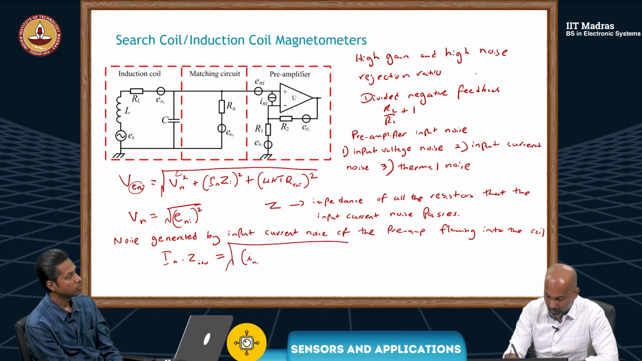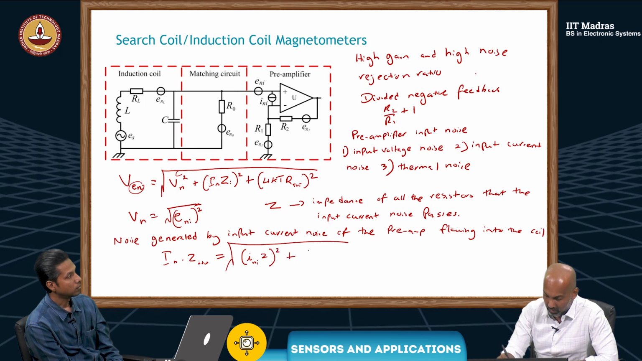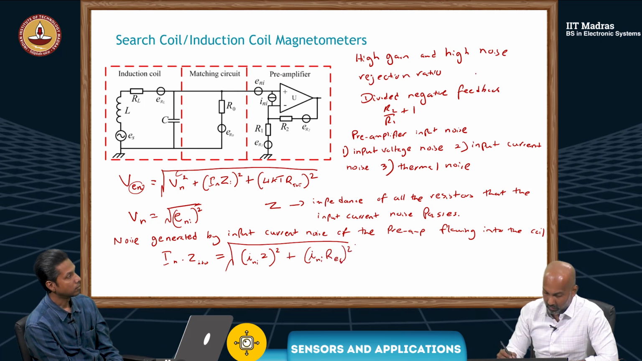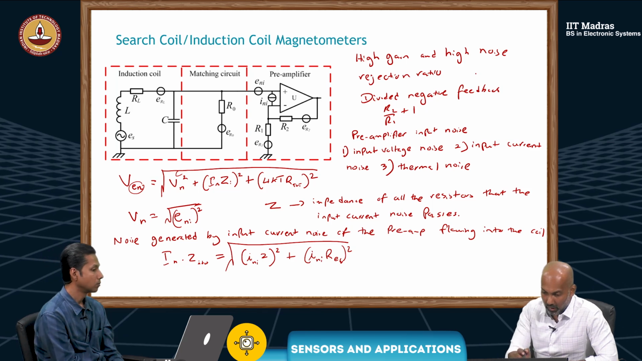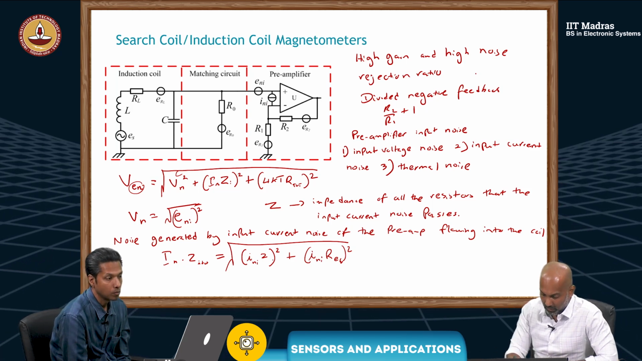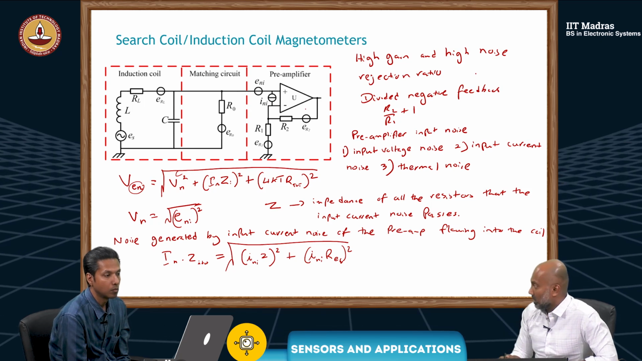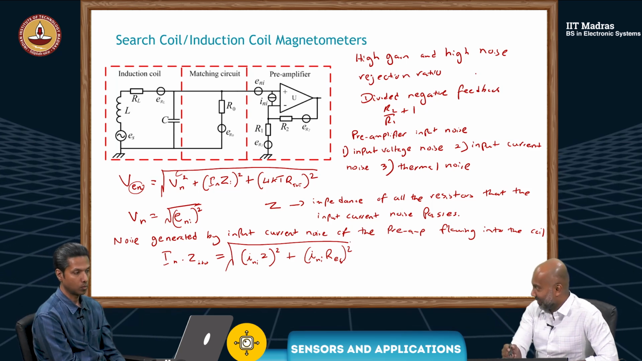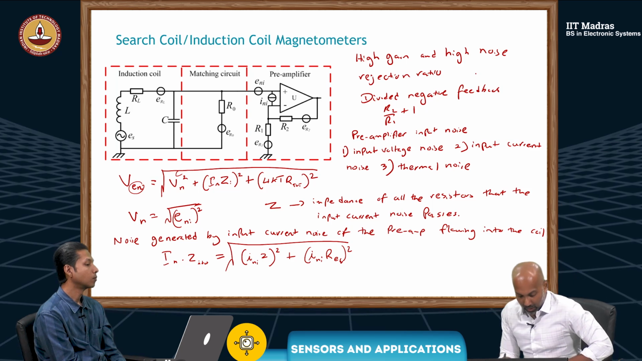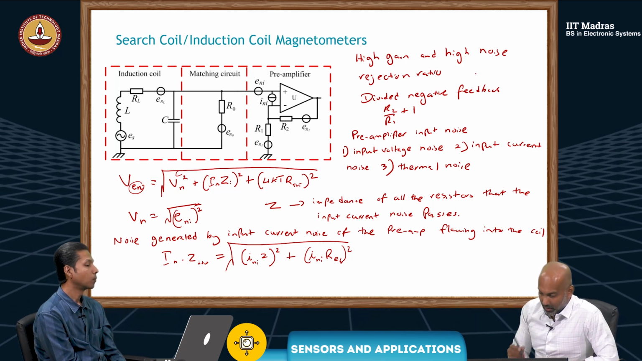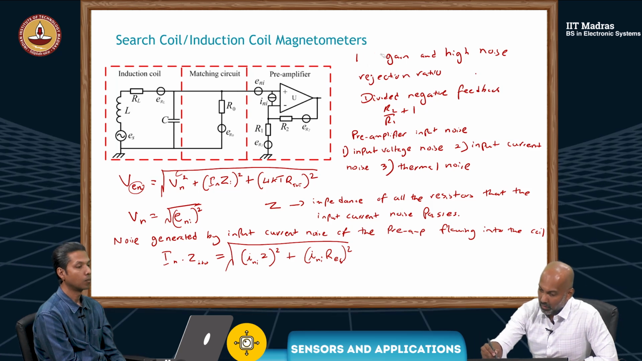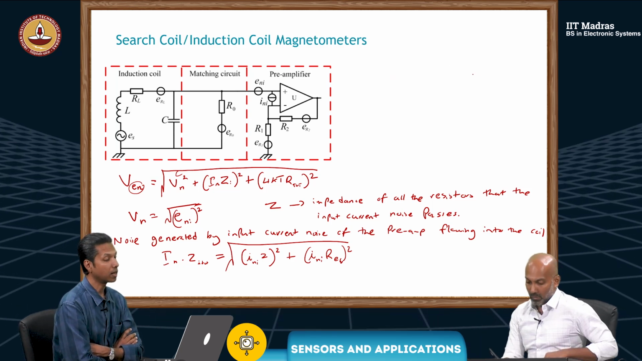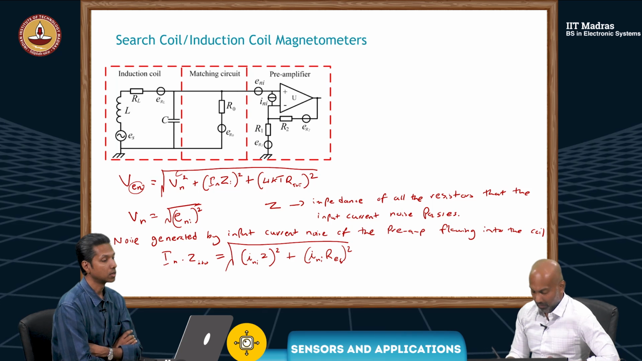So then you have I_ni Z squared plus I_ni, the equivalent resistance squared, times Z plus I_ni times the equivalent. This is the noise generated by the input current of the pre-amplifier flowing into the coil. So here, when you say R equivalent, what is that?